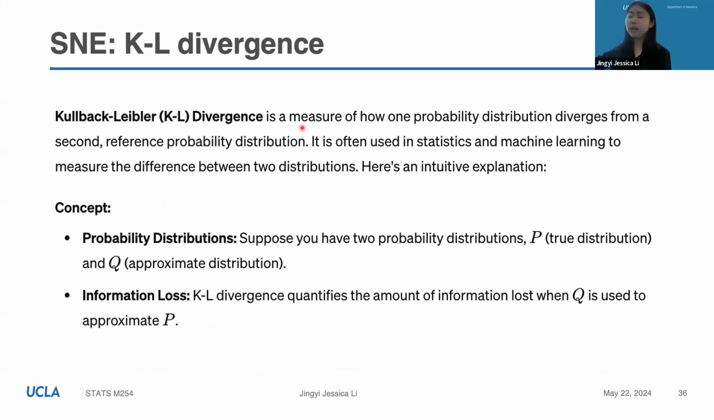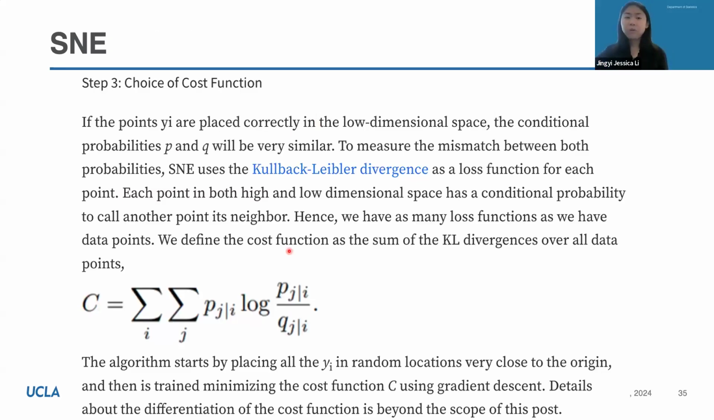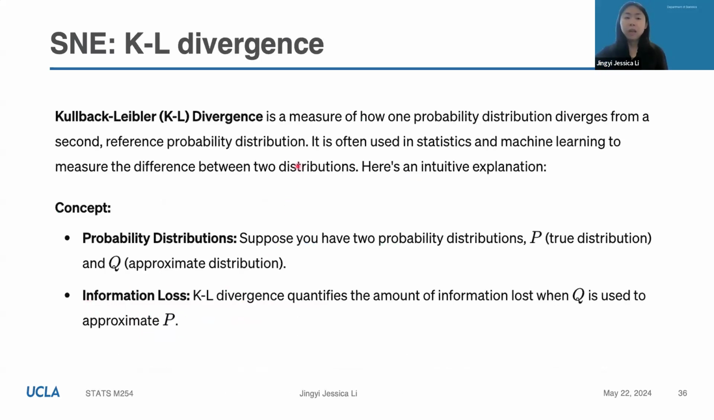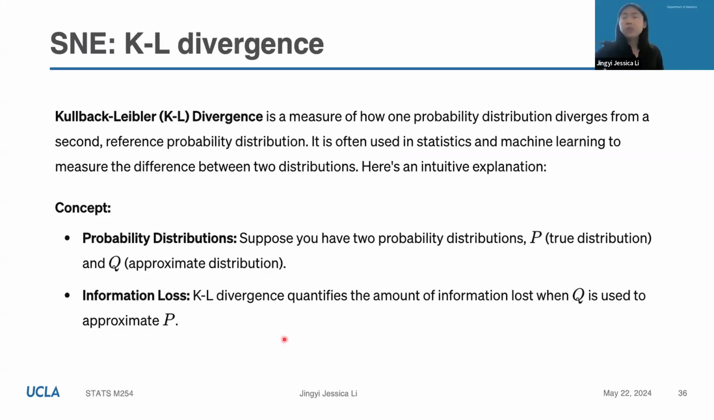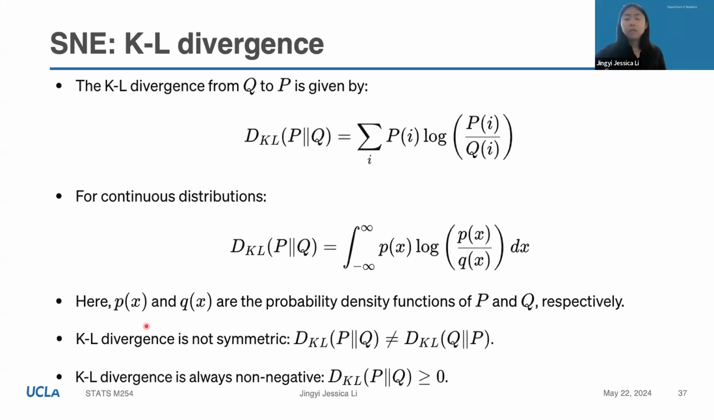So KL divergence is the measure. Let me just quickly say what this is, because you might not be familiar with this one. KL divergence is a measure of how one probability distribution diverges from a second reference probability distribution. It is often used in statistics and machine learning to measure the difference between two distributions. Here is an intuitive explanation. Suppose you have two probability distributions. P is the true distribution and Q is the approximate distribution. Same as here, P is the high dimensional distribution we try to preserve. Q is the low dimensional distribution we try to find to approximate the P. And we use KL divergence to measure the information loss, which quantifies the amount of information lost when Q is used to approximate P. So this is the form, which is exactly what we do. It's not symmetric. So make sure that when you use the double vertical bar, the true distribution is written first, then Q is behind the bar.